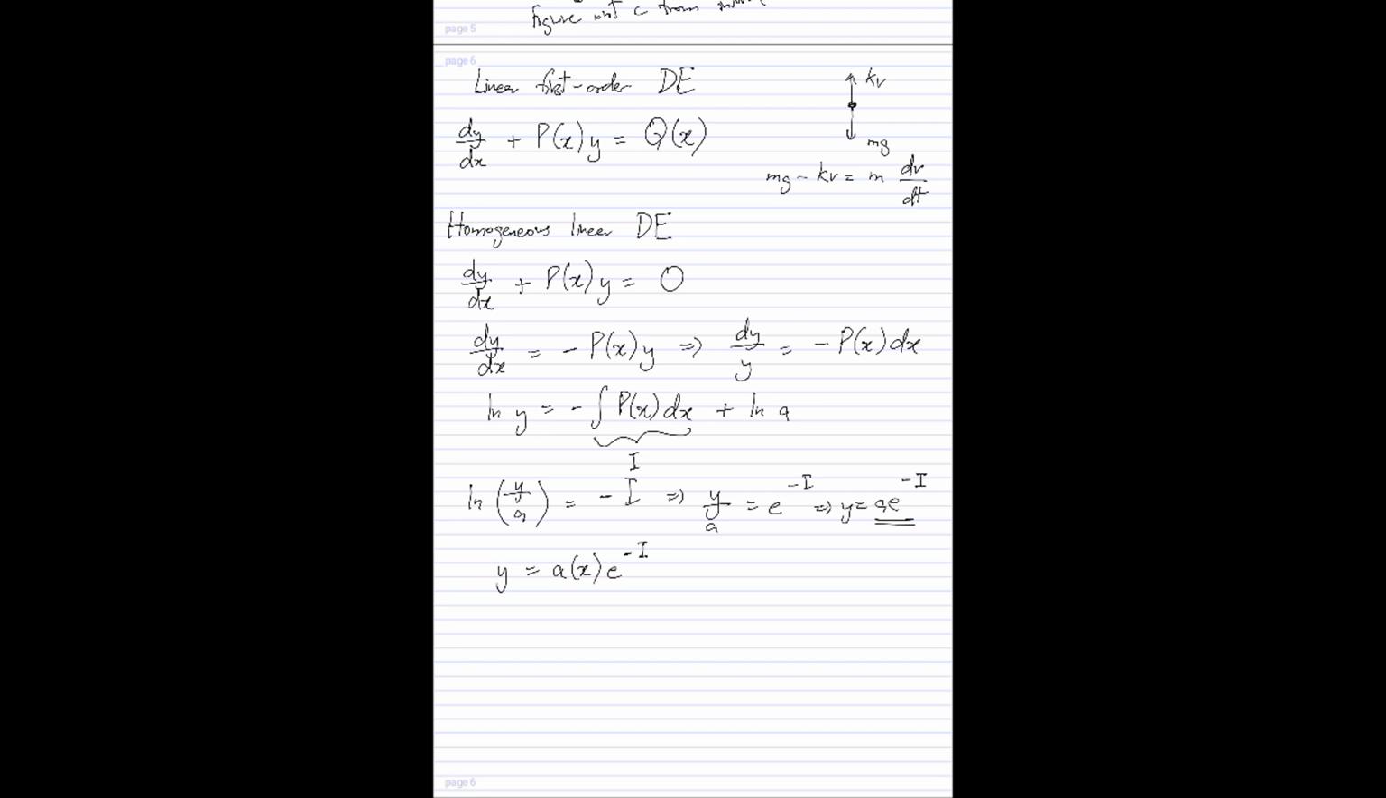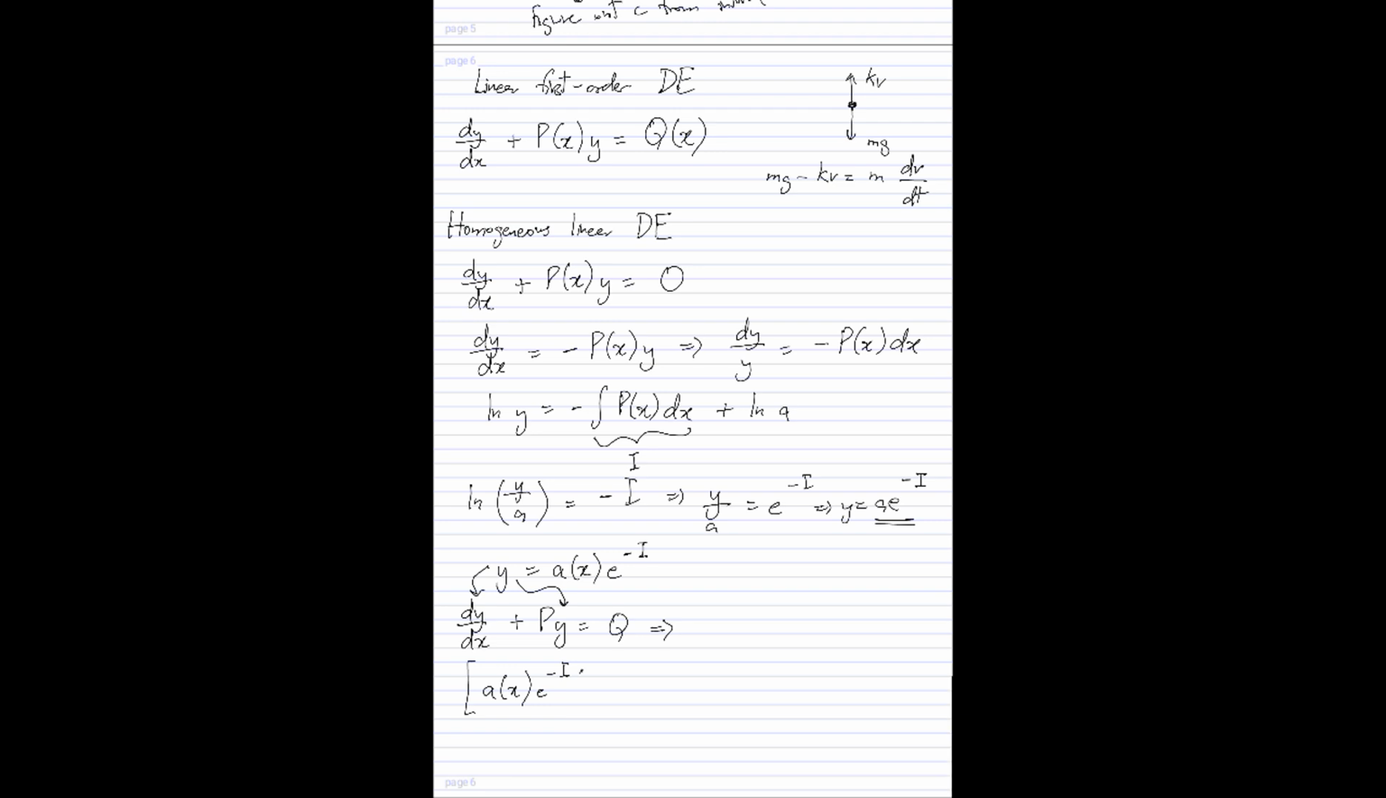So let's just plug this in. Remember, my general first order linear differential equation is this thing, where p is a function of x, I'm just not writing it out explicitly, equal to q. First, let's work out the derivative. You first take out a, and then you differentiate e raised to power minus I. You keep e raised to power minus I as it is, but then you have minus p. Because when you differentiate the exponent, you pick up a minus sign, and the derivative of I is just equal to p, because I is the integral of p.